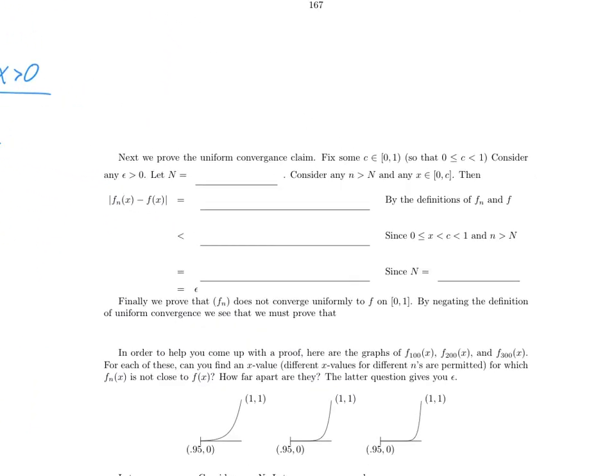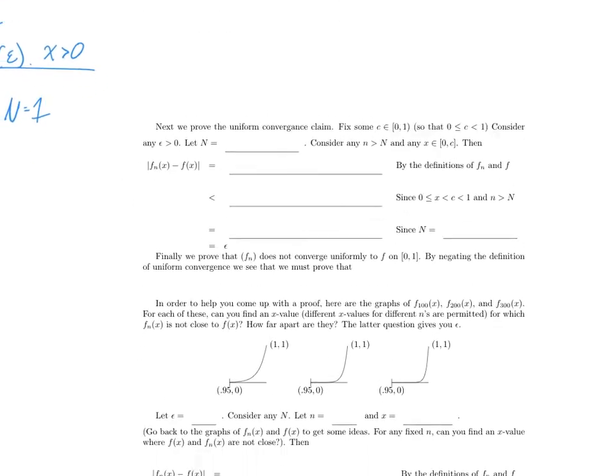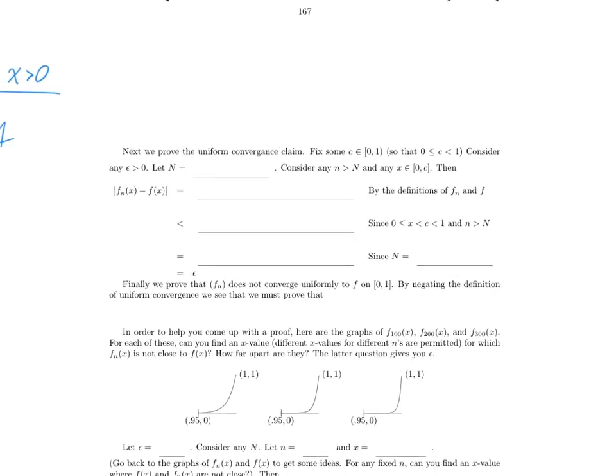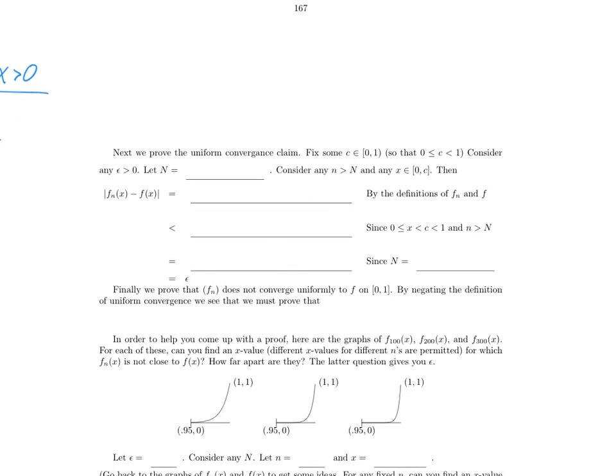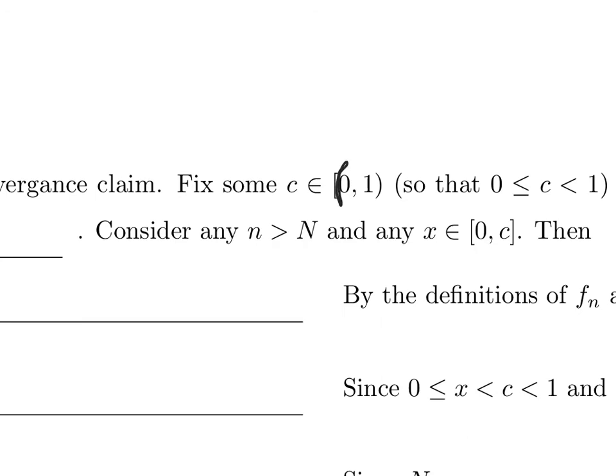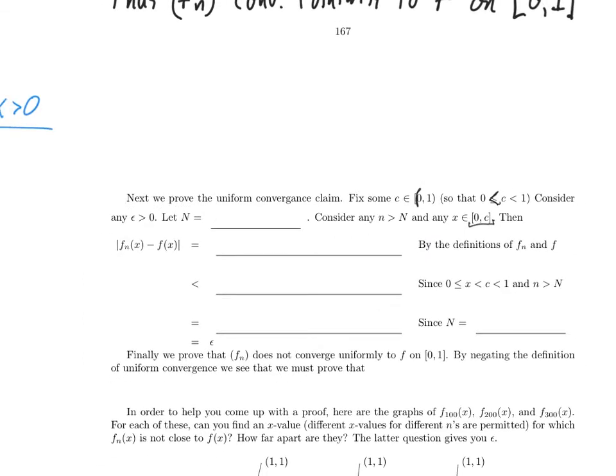So let's do the next one, prove the uniform convergence claim. So this is claim 2. So fix some c between 0 and 1, not equal to 1. So 0 is less than or equal to c is less than 1. In fact, let's change it to this, because I want 0 to c to actually be an interval. So c had better be bigger than 0.